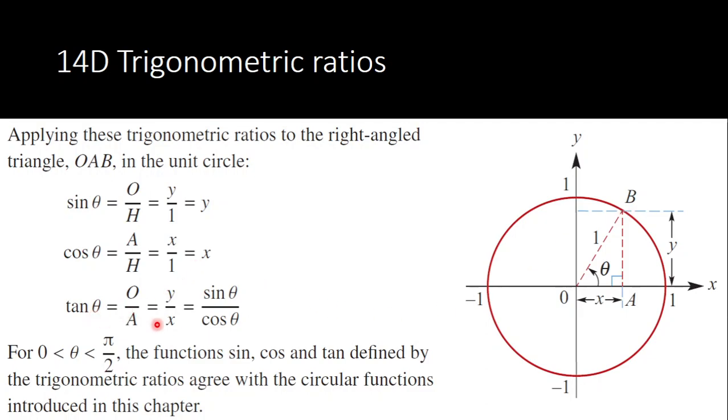And tangent theta from the previous slide is a ratio, so it's the opposite over the adjacent. It's also y over x or sine over cos. And in the first quadrant, so when the angle is between 0 and pi on 2, we can define sine, cos, and tangent by the trigonometric ratio with the circular functions that we've covered. And that's really it. So told you it will be short, and I'll see you next time.